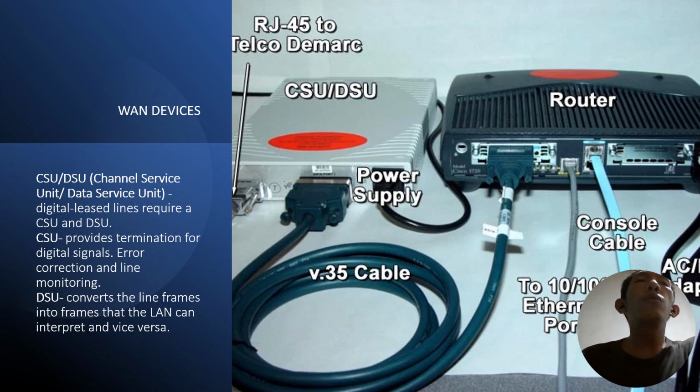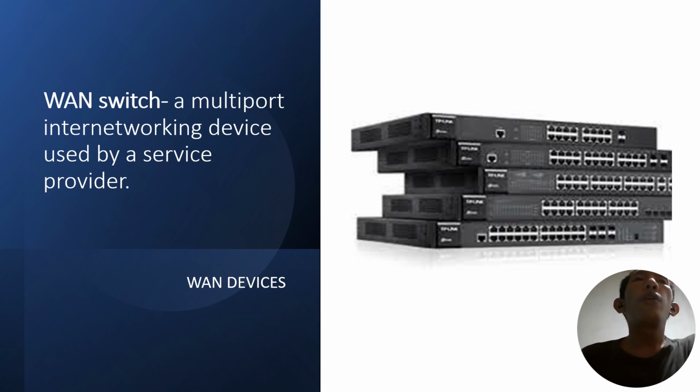CSU and DSU are required by digital leased lines. CSU, or the channel service unit, provides termination for digital signal. It has error correction and line monitoring. DSU, or the data service unit, converts the line frames into frames that the LAN can interpret and vice versa. WAN switch, a multi-port internetworking device used by a service provider.